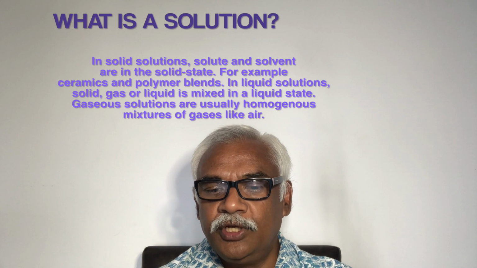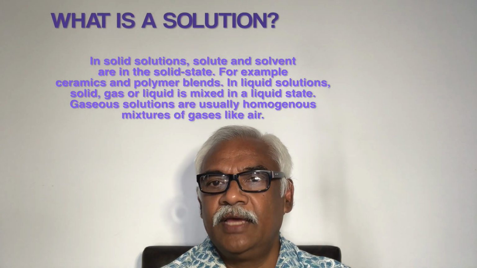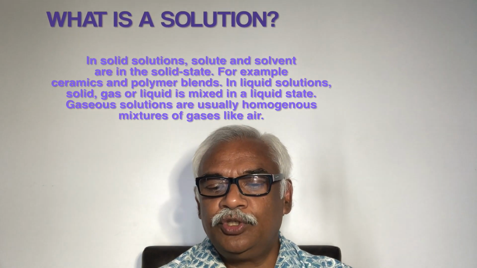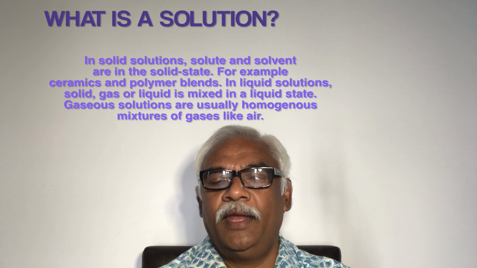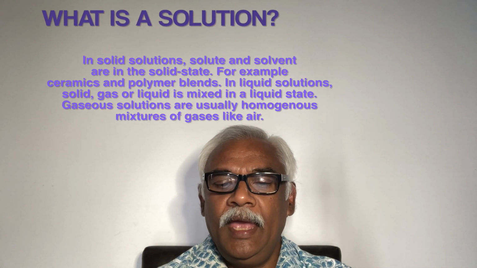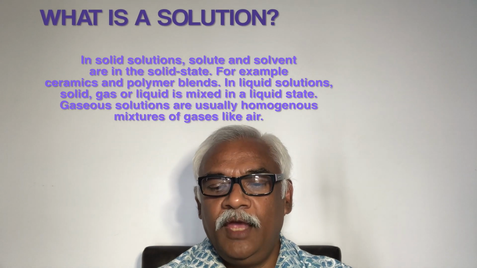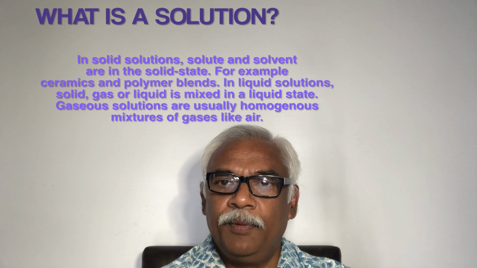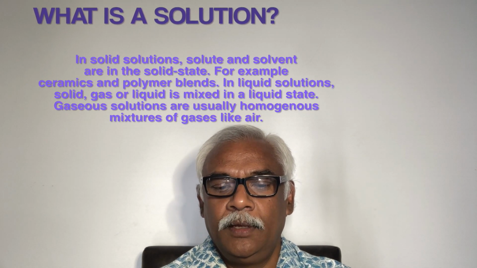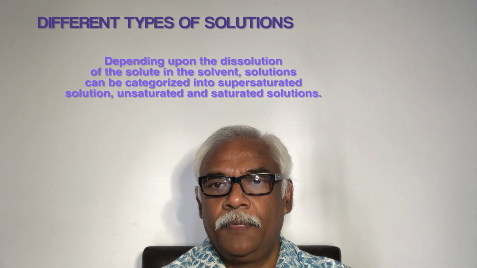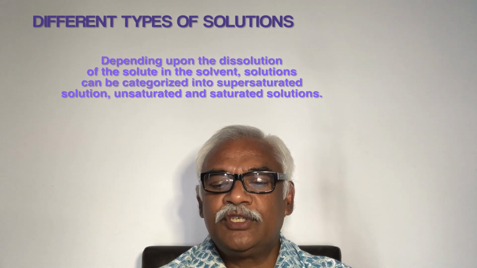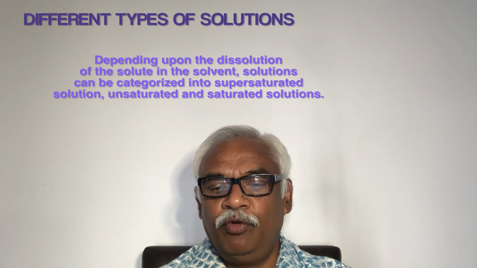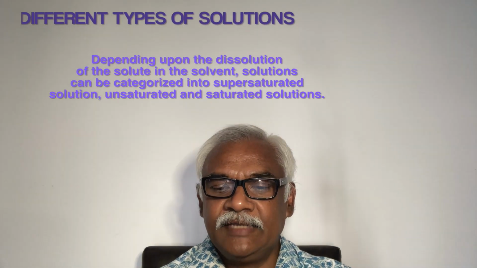In solid solutions, both the solute and solvent are in the solid state. For example, polymers. In liquid solutions, solid, gas, or liquid is mixed in a liquid. And in a gaseous solution, the homogeneous mixture is really comprised of gases. For example, air is a mixture of gases. There are different types of solutions. Depending upon the amount of solute in the solvent, solutions can be classified as being supersaturated, unsaturated, and saturated.